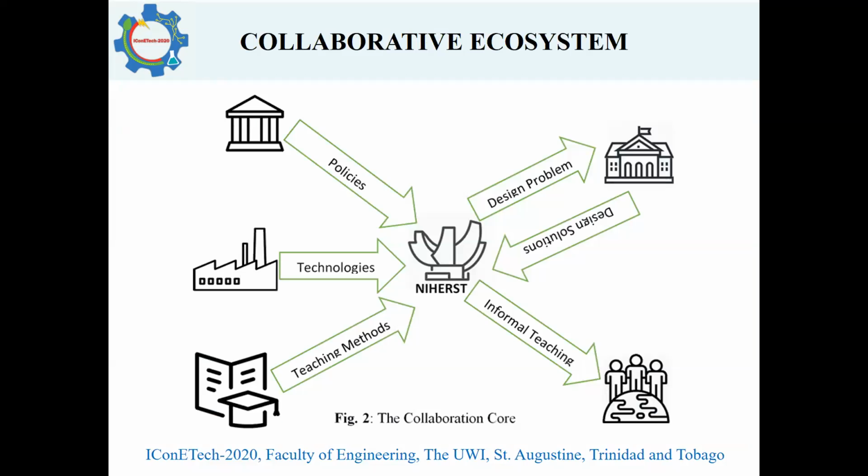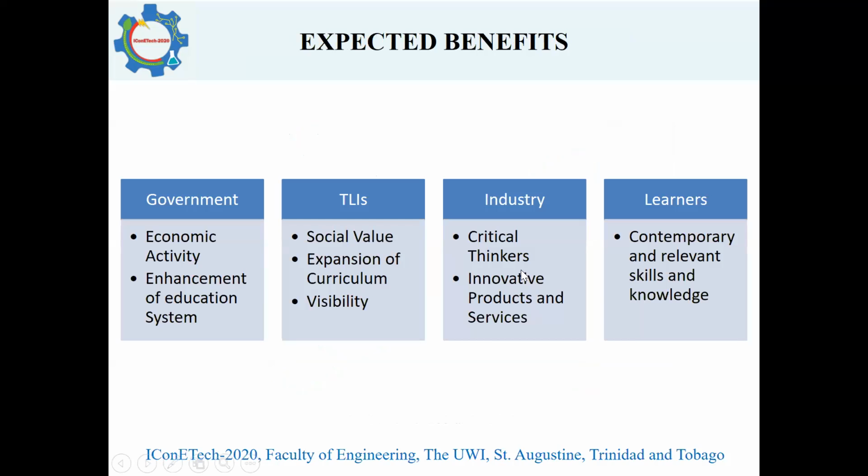And the model is not too difficult, but it's one where NIHERST sits in the center to coordinate the entire system, where the government provides policies, industry provides technologies, education provides the teaching methods, research, and any problems that are identified by any of these organizations are then sent to the tertiary level institutions, the universities that exist, and the students are given these problems throughout their life at the universities. And their job is to find solutions to real problems, which then goes back into the system, goes back to the relevant stakeholder. And that's where the informal teaching comes in.